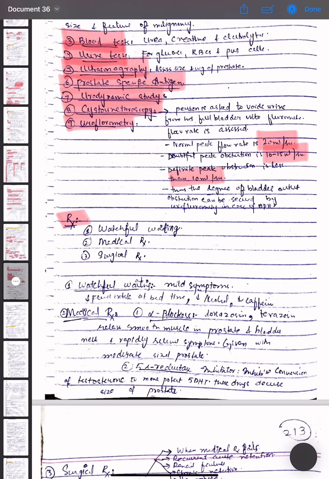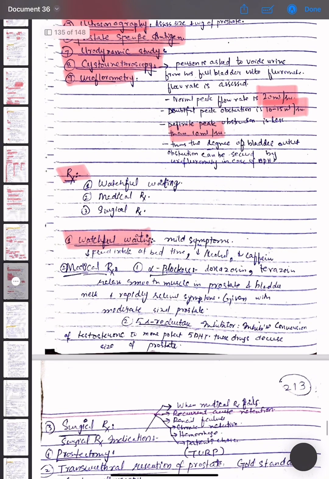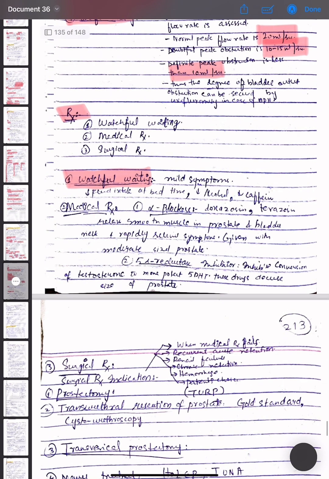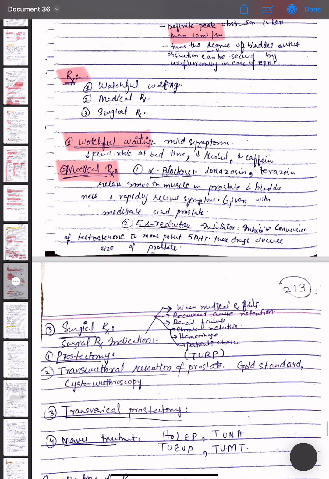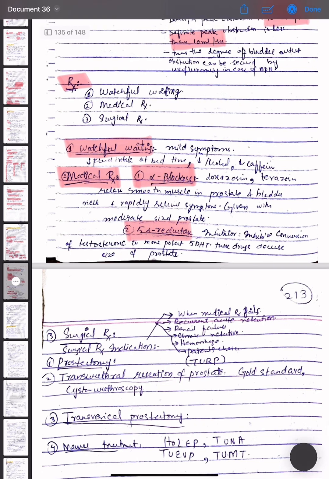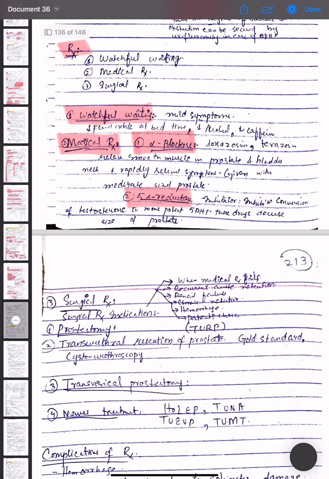In watchful waiting, for mild symptoms, decrease fluid intake at bedtime, decrease alcohol, and decrease caffeine. These are the treatment options. Then for medical treatment, alpha blockers and 5 alpha reductase inhibitors are given. Alpha blockers are doxazosin and terazosin. They relax smooth muscles in the prostate and bladder neck, rapidly relieve symptoms, and are given with moderate size prostate. Then 5 alpha reductase inhibitors are given.